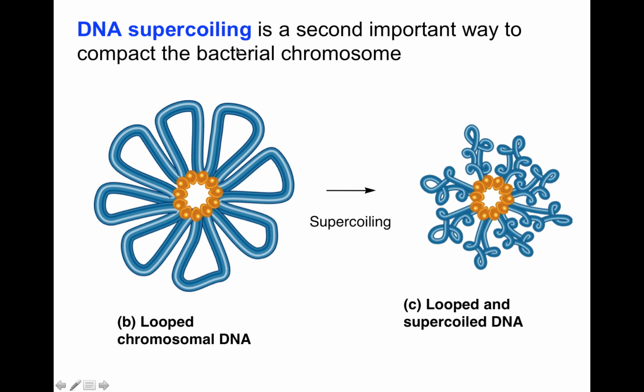Supercoiling is important to compact the bacterial chromosome, but cells also use supercoiling to store some energy so that we can separate the strands of DNA for some particular and very important functions in the life cycle of a DNA inside a bacteria cell.